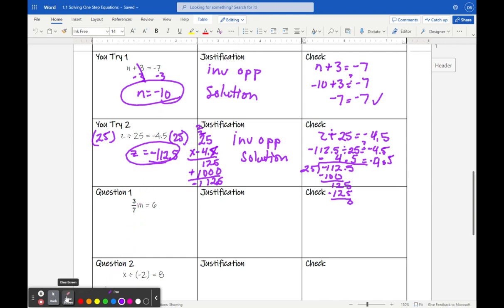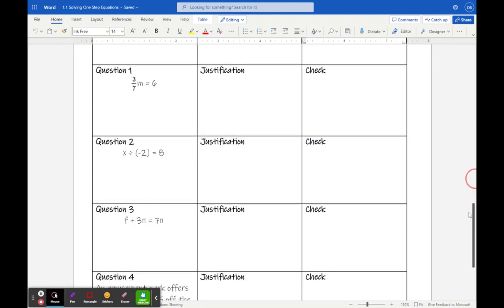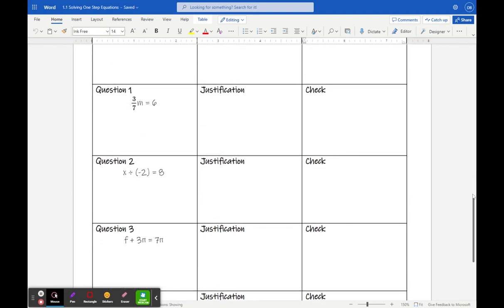If you will go ahead and look down at the other options, questions 1 to 4, choose 2, try it out on your own, and we will talk about it in class.